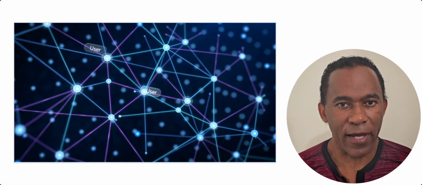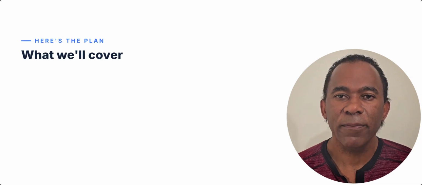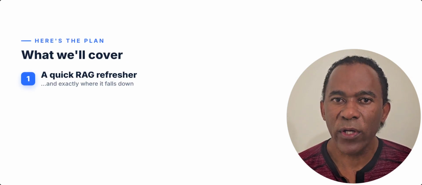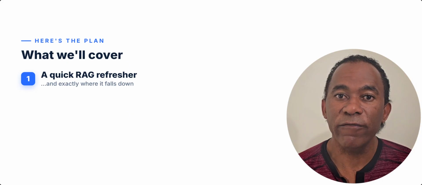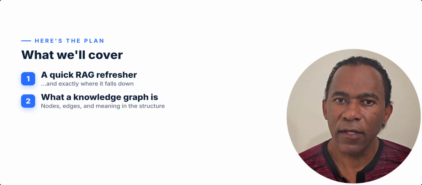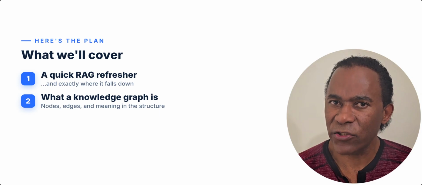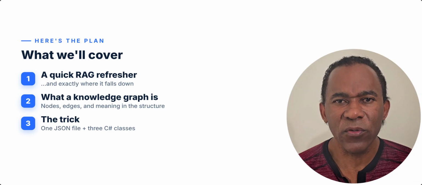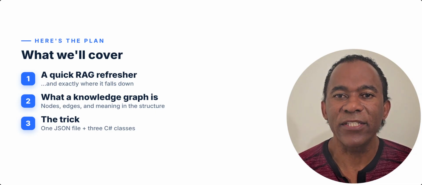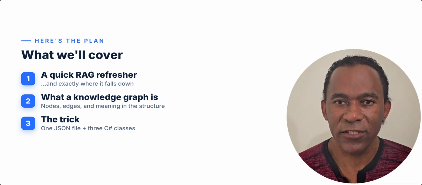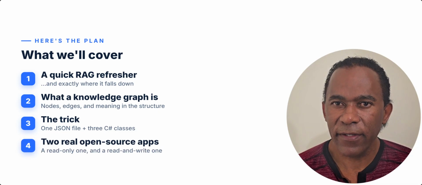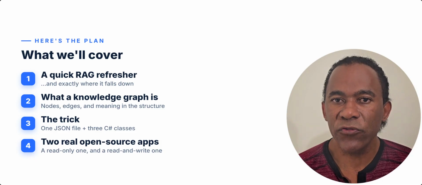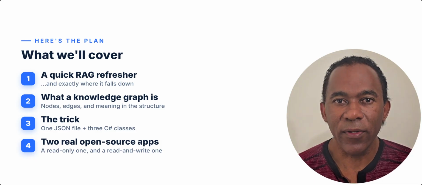That's the knowledge graph. So here's the plan. First, a quick refresher on RAG and where it falls down. Then, what a knowledge graph actually is. Then, the trick is how to build one literally with a JSON file and 3 C# classes. And we'll do a deep dive on 2 real open source applications that do exactly that.